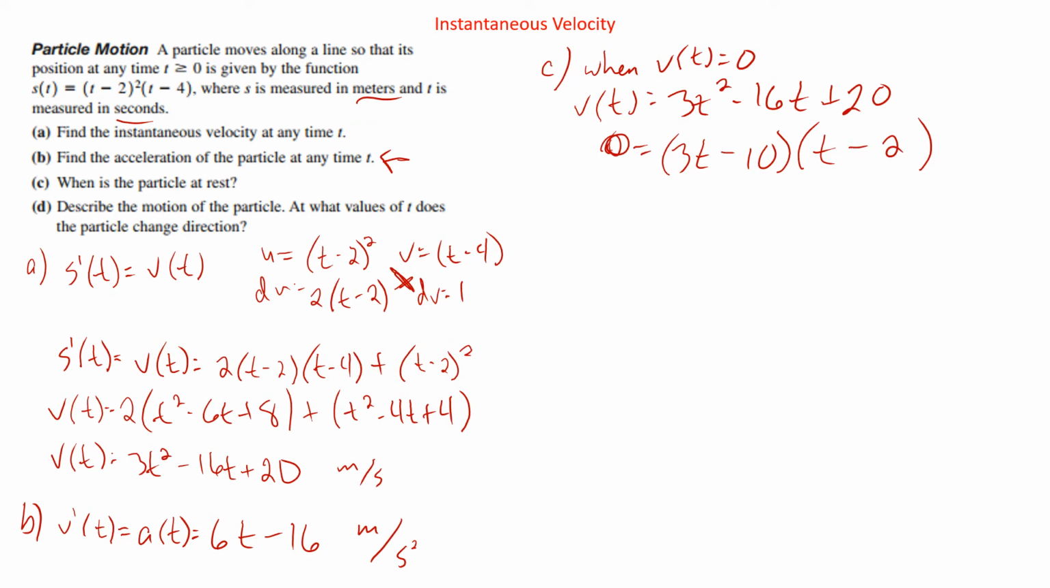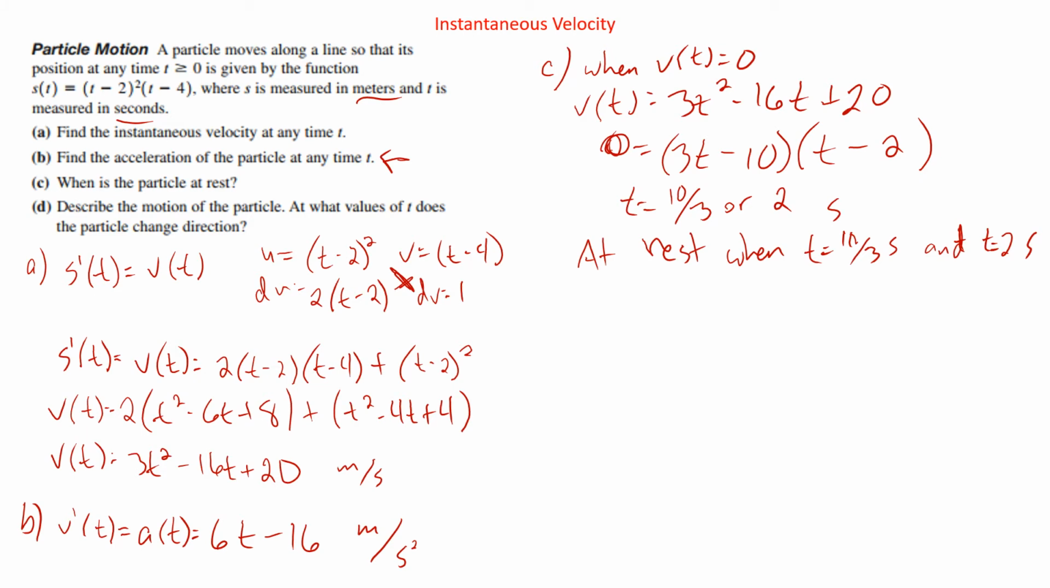So it'll factor to this, which means t could equal 10/3 or 2. So the particle is at rest at 10/3 of a second and 2 seconds. So it's not actually an or, it's an and. So at rest when t equals 10/3 of a second and t equals 2 seconds. So it's at rest both times.